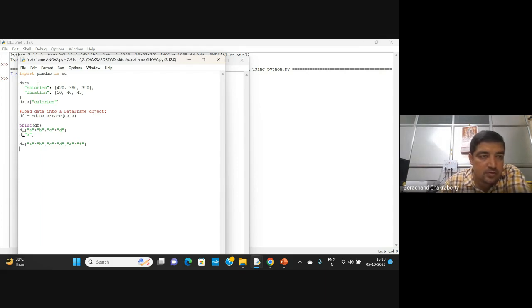So here we have used only D. No problem. You can give any name. So one thing you have to keep in mind. Whenever you are using some number, then the double inverted comma is not required. So suppose 420, 380, 390, here double inverted comma is not there. But if we use some string, then you have to give double inverted comma. That you have to keep in mind.